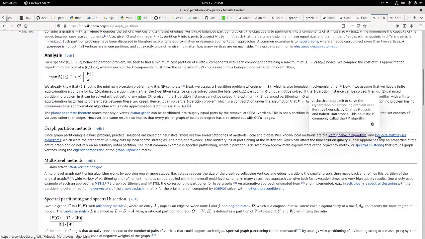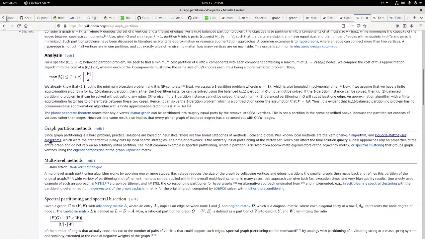Since graph partitioning is a hard problem, practical solutions are based on heuristics. There are two broad categories of methods: local and global. Well-known local methods include the Fiduccia–Mattheyses algorithms, which are the first effective two-way cuts by local search strategies, with an arbitrary initial partitioning of the vertex set, which can affect final solution quality.